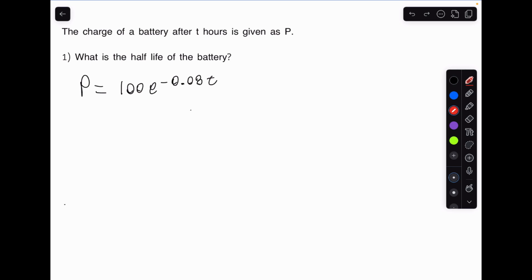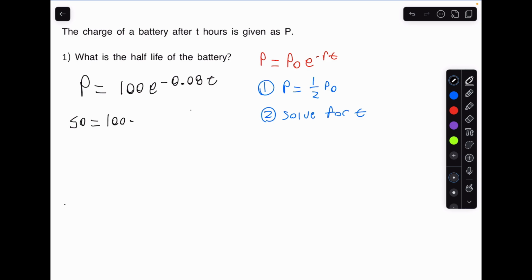To figure out the half-life, you need to understand the formula for decay. So P is equal to P0 e to the negative RT. To find the half-life, all we need to do is replace P with 1/2 of P0 and then solve for T. So in our question, what is P0? P0 is 100. So let's replace P with 1/2 of 100, which is 50. So 50 is equal to 100 e to the negative 0.08 t.